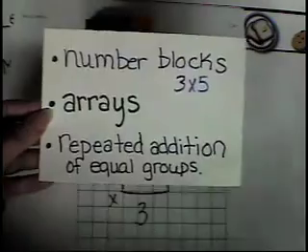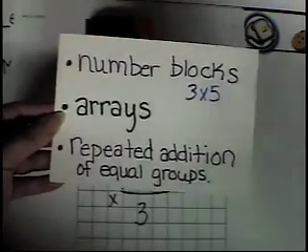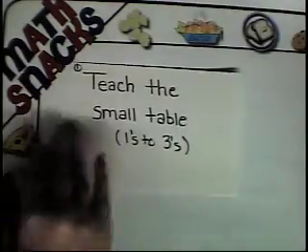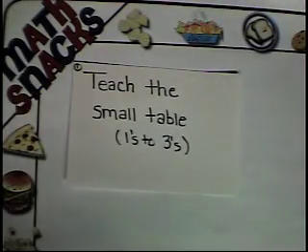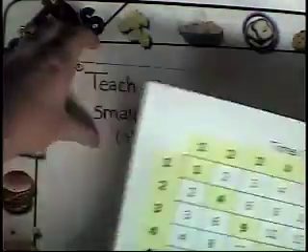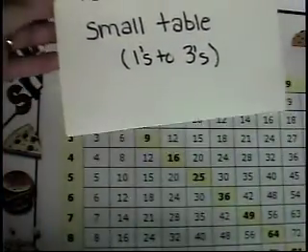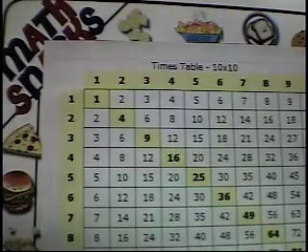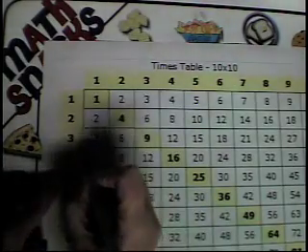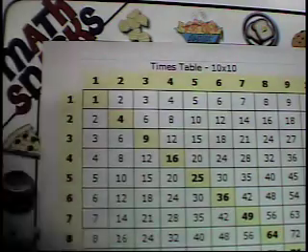I agree. But now let's look at a way to help with memorizing that table, and break it up a little bit. Let's start with what we call teaching the small table. So let's bring the big table out. Teaching the small table, we should start with just the 1s to the 3s, so up to 3 times 3. Let me grab the black.